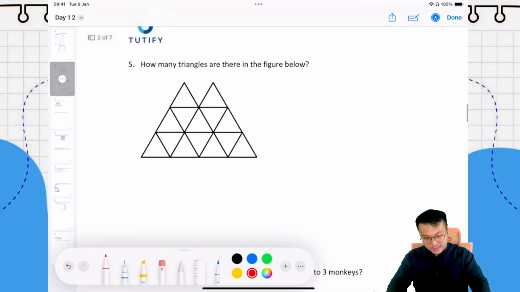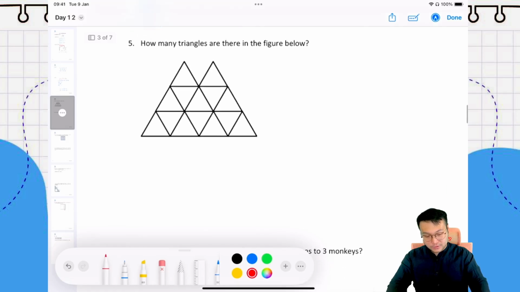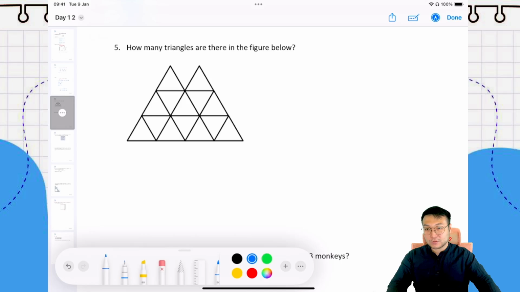Okay, now let's try the next one. How many triangles are there in the figure below? So students, please, when you calculate triangles, you don't only count the small triangles. What about the bigger ones? There are some bigger triangles here as well, right? There are triangles of different sizes. So you must make sure you count the triangles of all the different sizes. So what are those triangles?